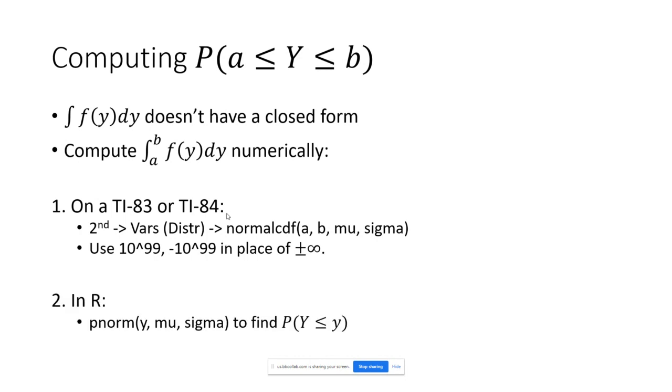The other approach is using R. You can use the p-norm function. So remember that p is our prefix to find the probability of being less than or equal to something. So p-norm of y comma mu comma sigma would give us the probability of y being less than or equal to little y, whatever number is the first argument here.